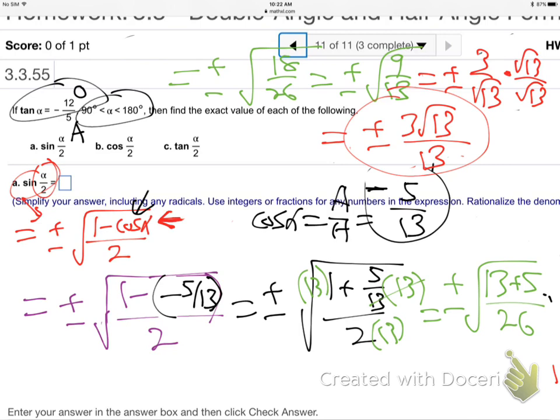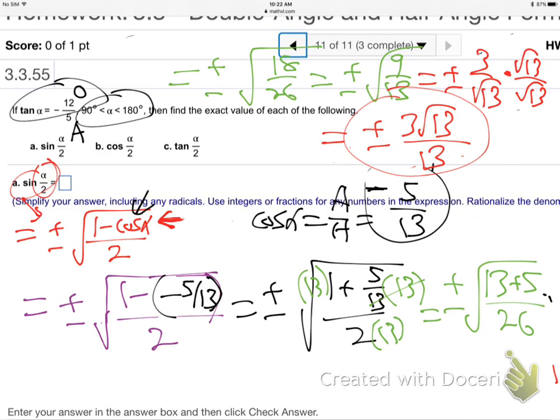Am I going too quick on all those little root steps? You guys doing okay? Am I losing you completely? So let me go back from the beginning. I wrote the formula, the square root of 1 minus cosine alpha over 2, plus or minus, that's the formula. Found cosine alpha to be minus 5/13 from the little triangle. I made the little tangent triangle.